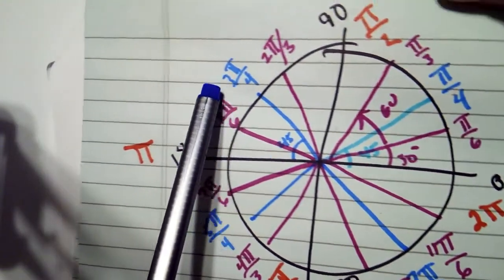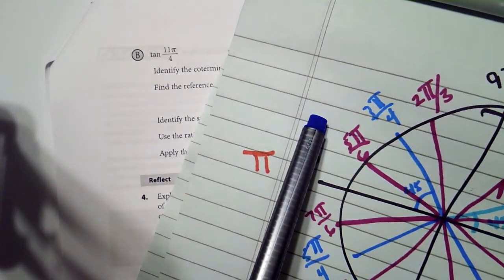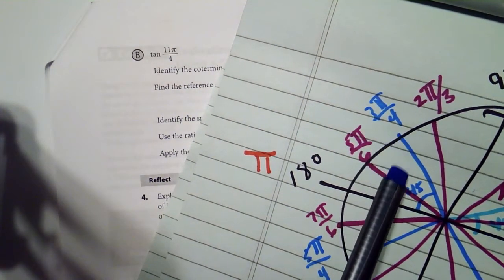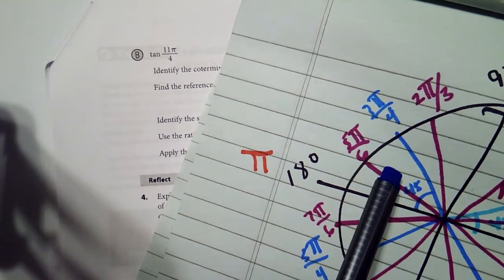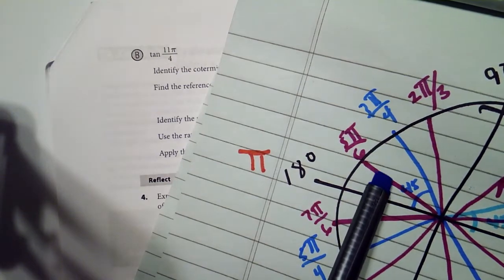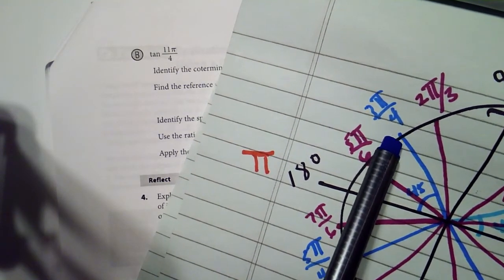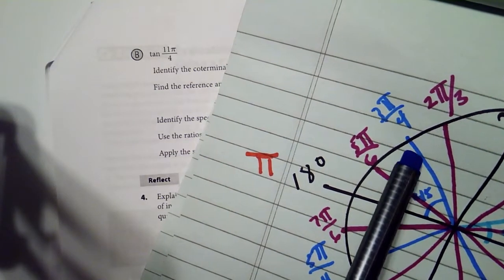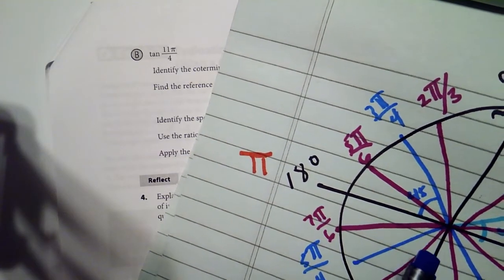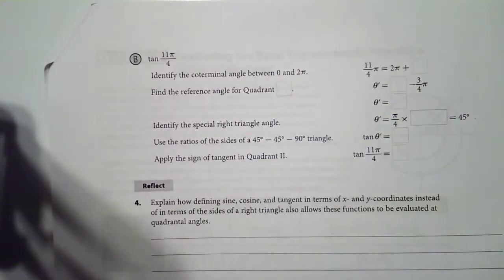And hey, look, this was asking you for tangent. Remember what all the tangents were for these? It's radical 2 over radical 2, it's 1. And this is sine over cosine. Sine is my y value, which is positive. Cosine is my x value, which is negative. So positive divided by negative, negative 1. Let's see how we did.